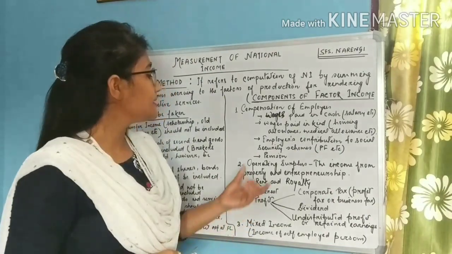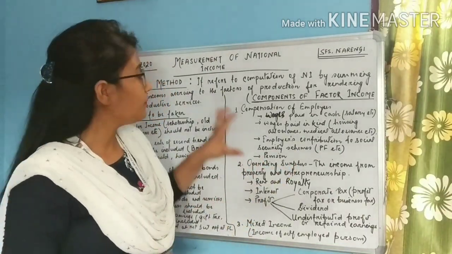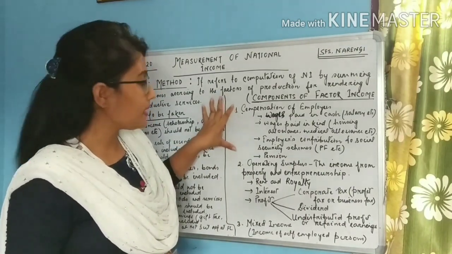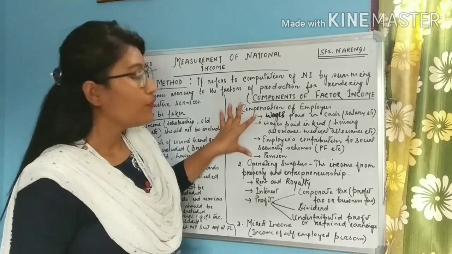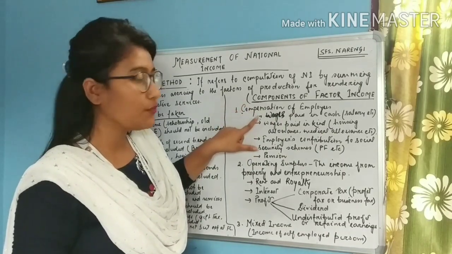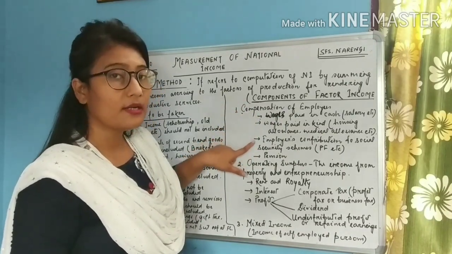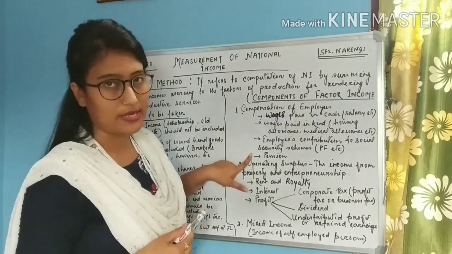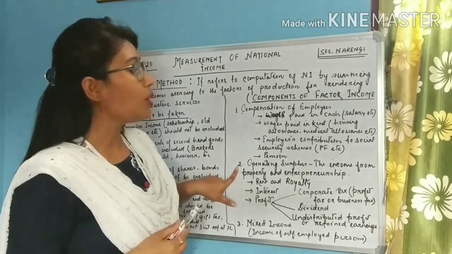The next, students, is the operating surplus. The first type of factor income is the compensation of employees. Under compensation of employees, we have 4 categories: wages paid in cash, wages paid in kind, the contribution to social security schemes, and the pension which is given post-retirement. The second one is the operating surplus.